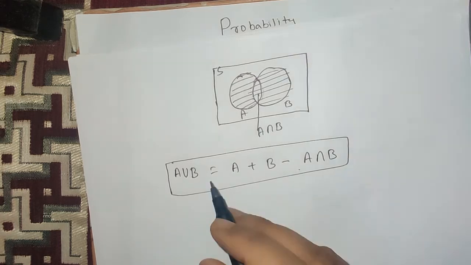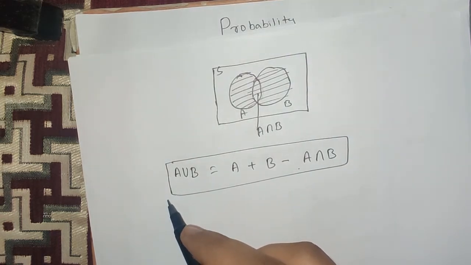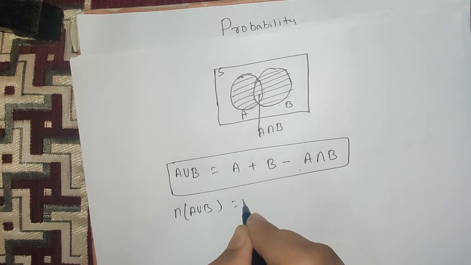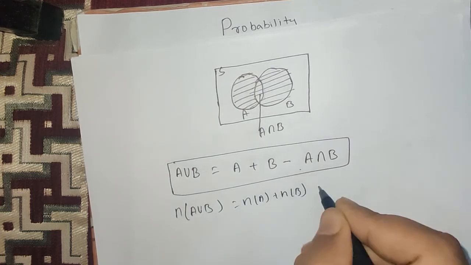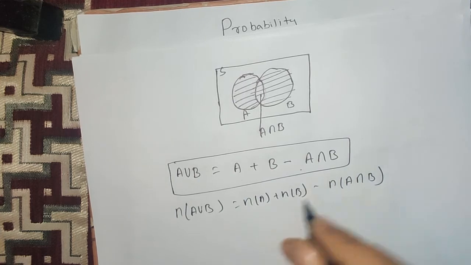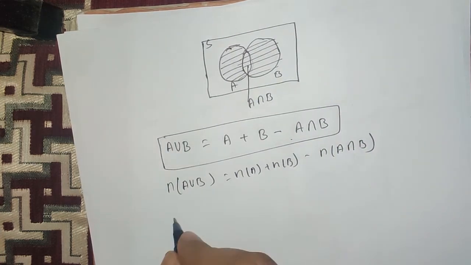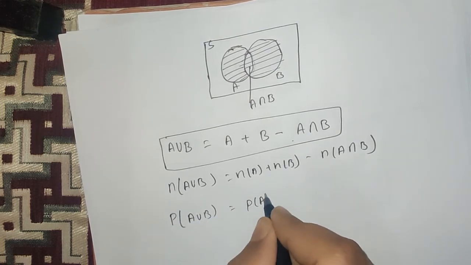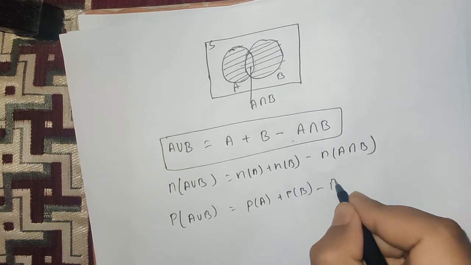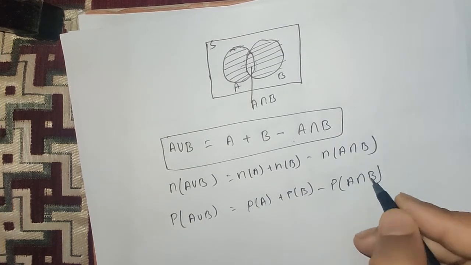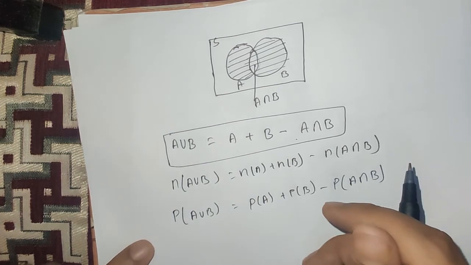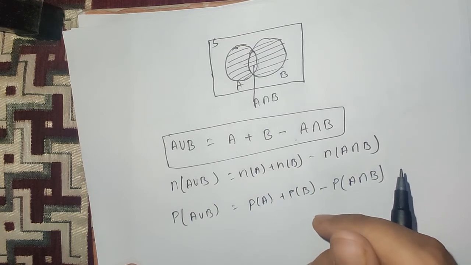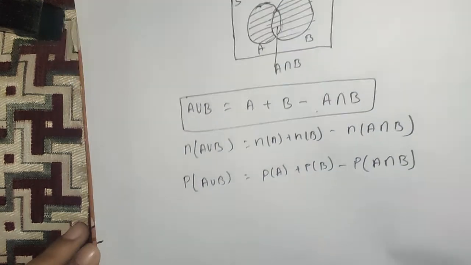In terms of subsets and sub-events, we can also write it as the total number of elements in A union B equal to NA plus NB minus N of A intersection B. In terms of probability, we can write that P of A union B equals P of A plus P of B minus P of A intersection B. It is very useful in calculating counts and the probability of any event. Let's see one example on that.